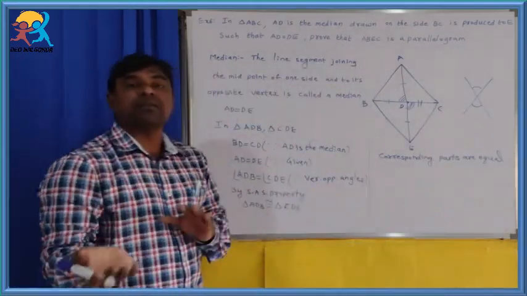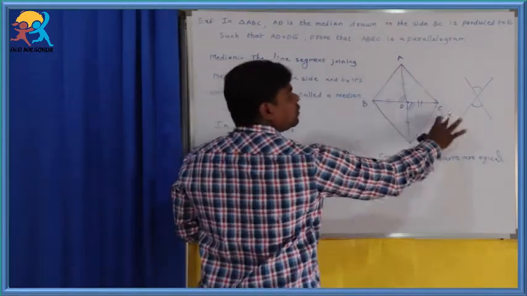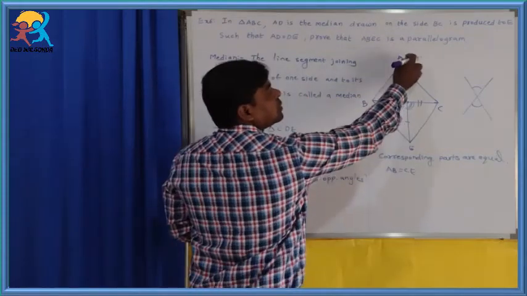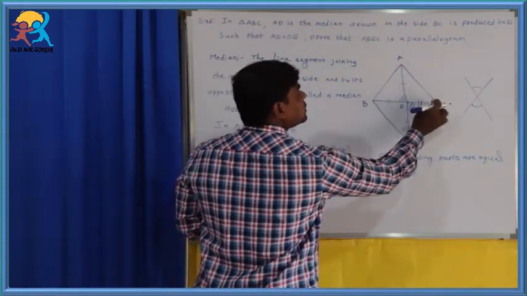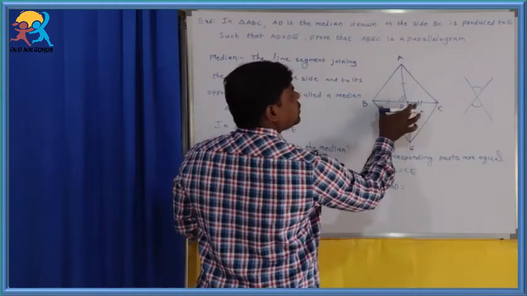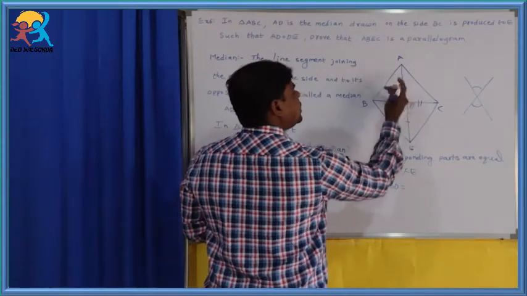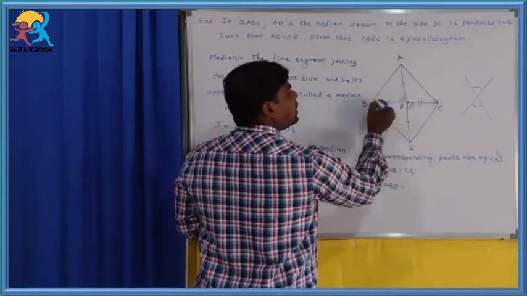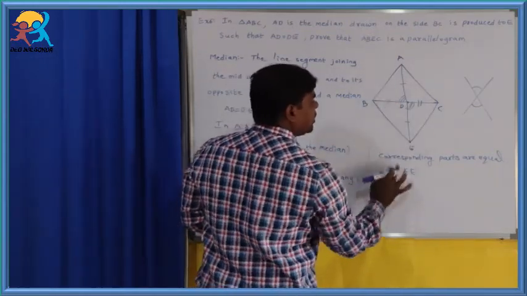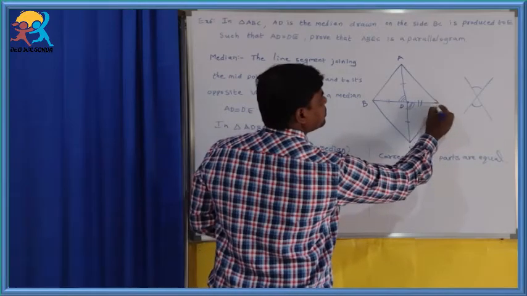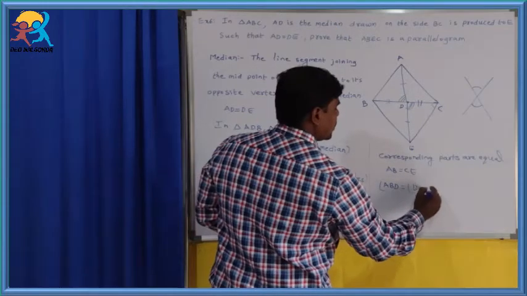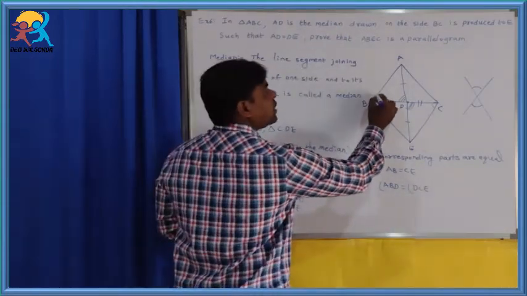The corresponding parts are AB is equal to CE and angle ABC is equal to, or ABD, no problem, because BD is the part of BC, that is why while writing the angle we can write angle ABD or angle ABC, no problem. Angle ABC or ABD, that is equal to this angle, angle DCE. These two angles are equal.